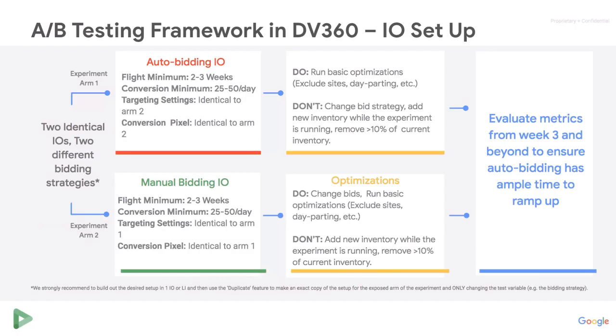So how does this work in practice and what would an ideal situation look like? You would need to decide to test one variable at a time. So in this particular scenario on the slide, we would be testing if auto bidding works better for us or manual bidding. In order to test that and to do this efficiently and correctly, you would need to have two identical IOs with two different bidding strategies.